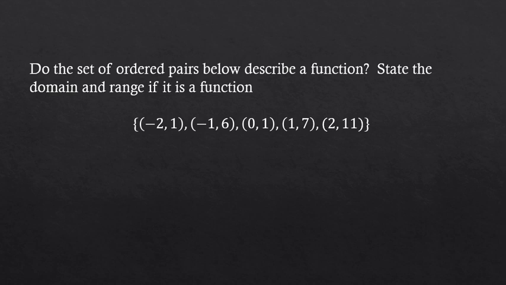What we're looking to see in this set of ordered pairs is, are there any points where we have the same x coordinate? If there are, do we have different y coordinates for those two ordered pairs, or do we have the same y coordinate showing up? If we have 2 points that have the same x coordinate but not the same y coordinate, then we do not have a function there. This set of ordered pairs does not describe a function.